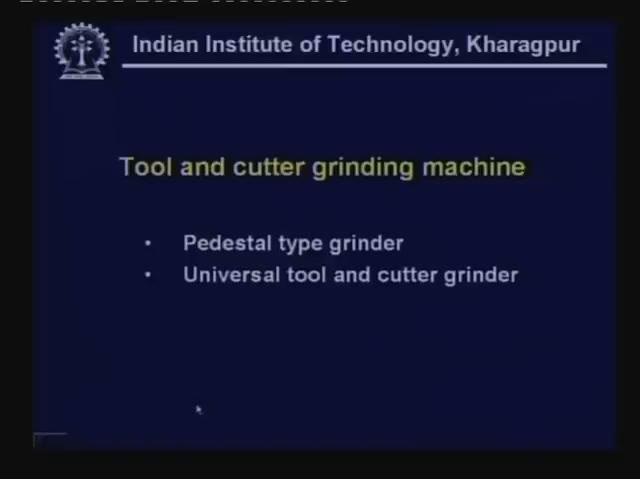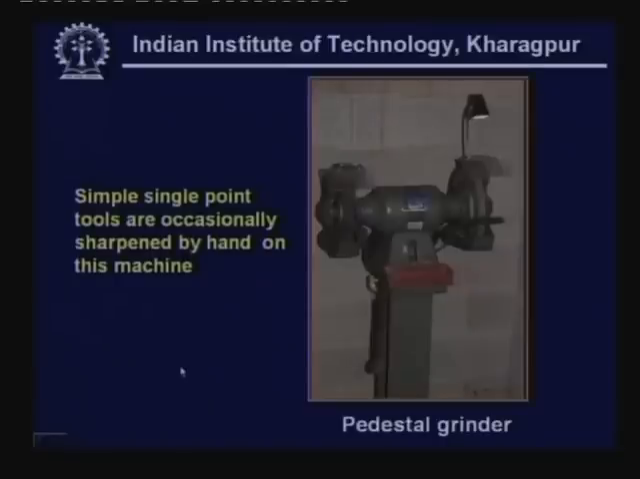And in this case, we have at least two types of tool and cutter grinder. One is the pedestal or bench type grinder, and another is the universal tool and cutter grinder. This is actually a bench type tool and cutter grinder, which can be used for grinding very simple single point turning tools, which are used in lathe or shaping operation.